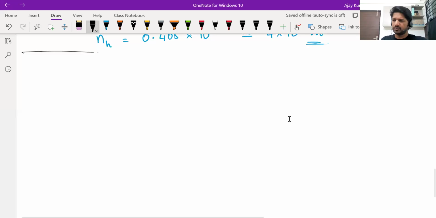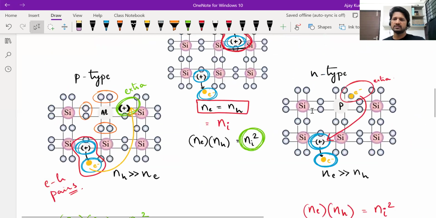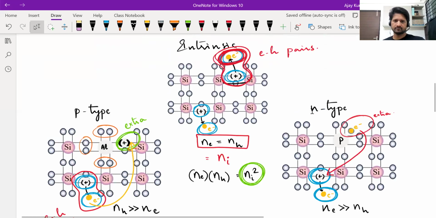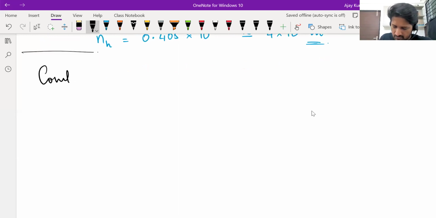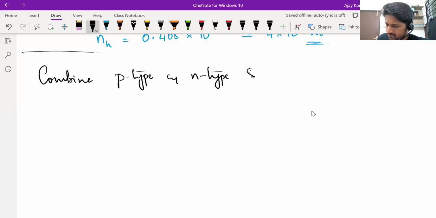So that is about P-type semiconductor, N-type semiconductor, their charge carrier concentrations and all. What you can understand from all this is that by doping, you can change the conductivity of a semiconductor. But that's not the only advantage which semiconductors offer. There is something very interesting that you can do with semiconductors. When you combine a P-type and an N-type semiconductor, you will be forming something called a PN junction.